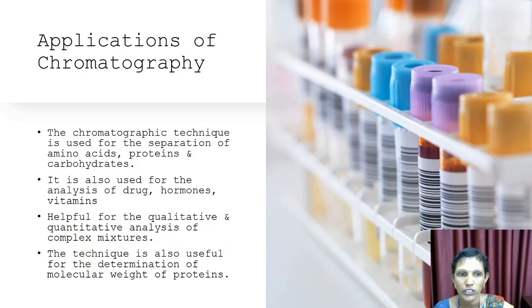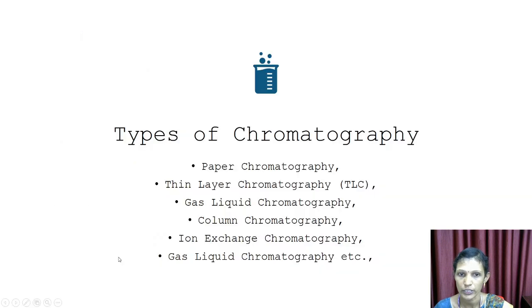What are the applications? Why is it used? The chromatography technique is used for the separation of amino acids, proteins, carbohydrates, and it is also used for the analysis of drugs, hormones and vitamins. It is helpful for the qualitative and quantitative analysis of complex mixtures too. This technique is also used to determine the molecules of proteins.